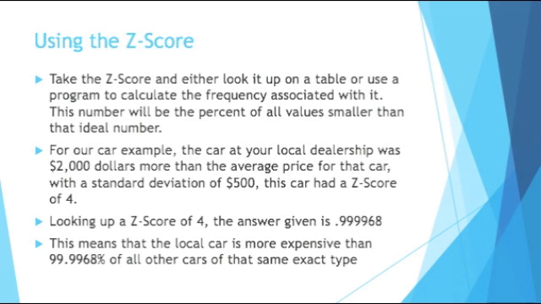So for our example, the car at our local dealership was $2,000 more than the average price of that car. So with a standard deviation of $500, this car has a z-score of 4. So we take that z-score and we look it up in a z-table or use some sort of program to figure it out. The answer it gives you is the percent of values less than that.